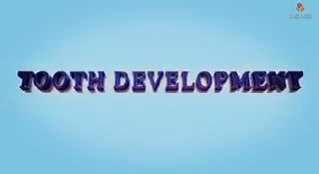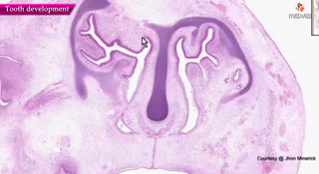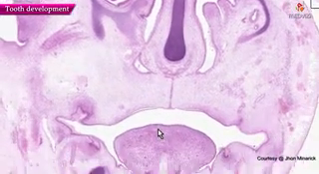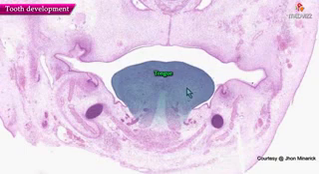Tooth development. Does this look like a miniature person? It is. It's an embryo, and I want to take 1 or 2 quick minutes to say something about tooth development. Well, the whole embryo, you could see a tongue here, which is developing skeletal muscle.